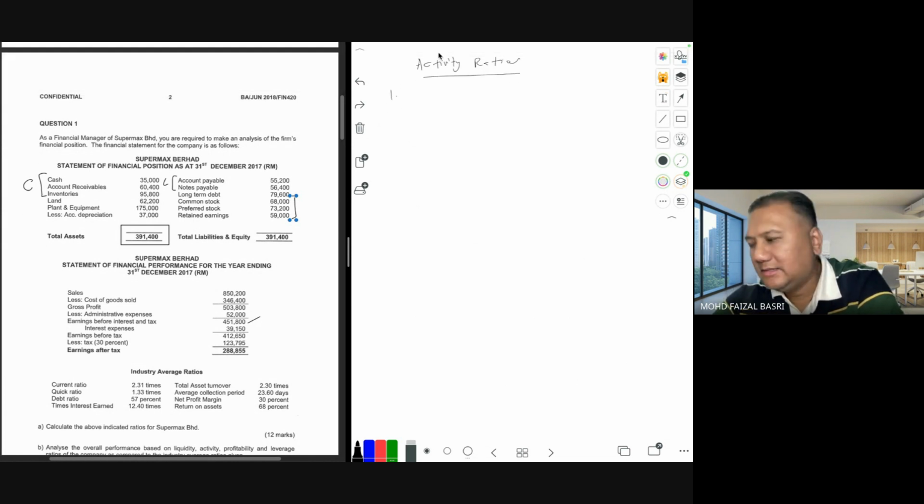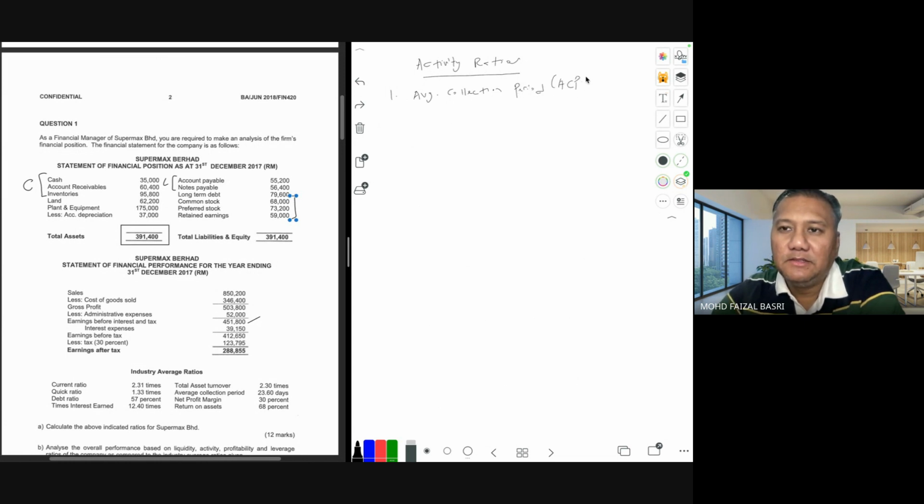Number 1, average collection period. Selalunya kita panggil dia ACP lah, in short. So the formula was account receivable bagi dengan sales times 360. So account receivable dia is 60,400 and the sales is 850,200. Okay, darab dengan 360.